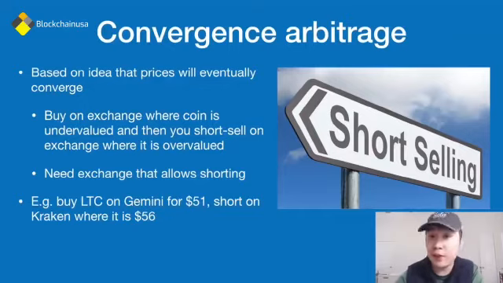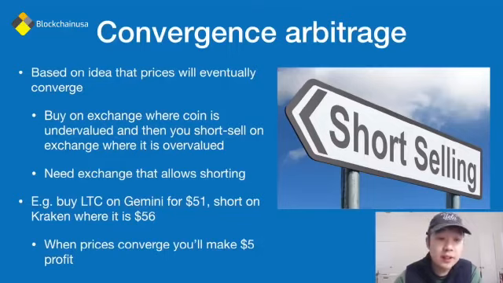Here's an example of how you can do this. Buy Litecoin on Gemini for $51, and then short it on Kraken where it's $56. When the prices converge, you'll have made $5 worth of profit. Of course, shorting is kind of complicated and not for newbies, so please do a lot of research and testing before you end up trying this.